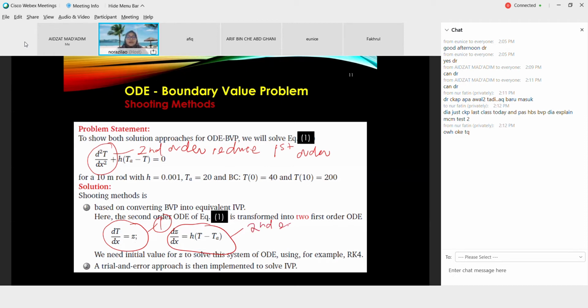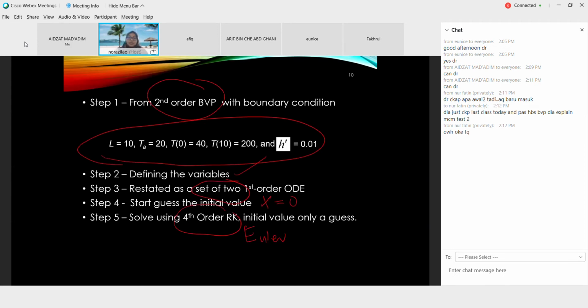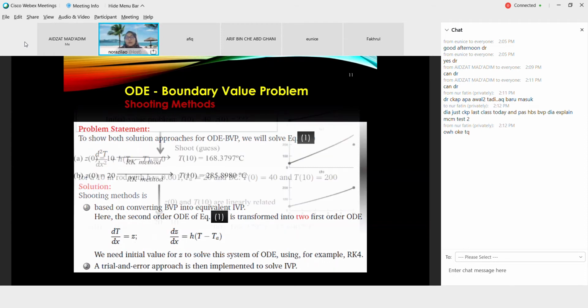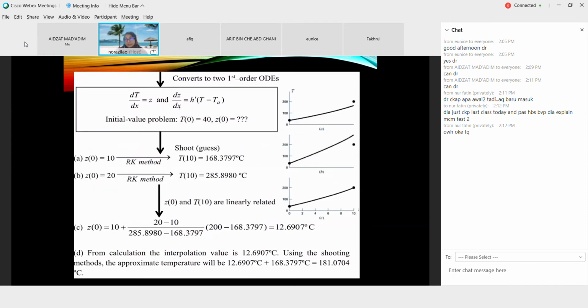After that, you use trial and error. So this one, start guessing the initial value, trial and error. You can start with x equal 0. And then you repeat all the computational process. After that, the final one, you can obtain your result.